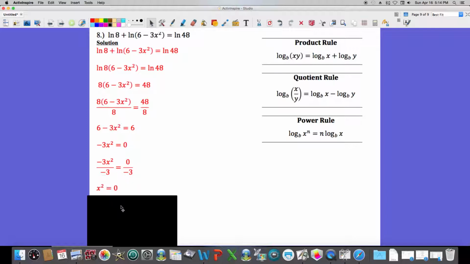It should be pretty obvious now that negative 3 times 0 is 0. But if it's not, divide both sides by negative 3, take the square root of both sides, and the square root of 0 is 0.